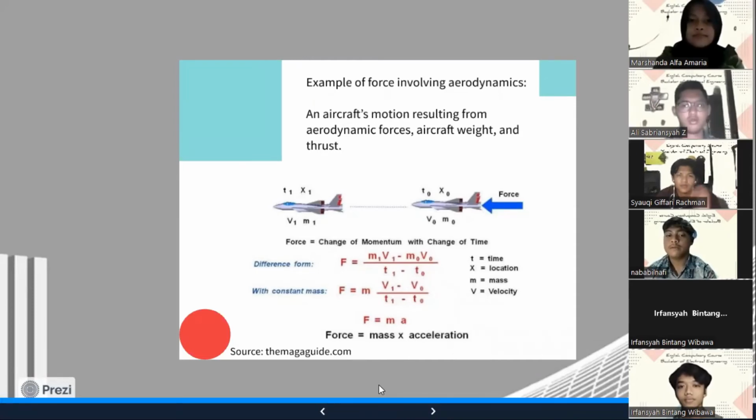The application of Newton's second law in everyday life is very much like when we pull a chair from one point to another. The tensile force given to the chair will be proportional to the value of the object's acceleration, which will have an impact on the movement of the object.